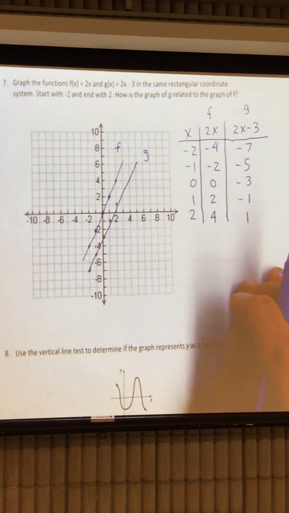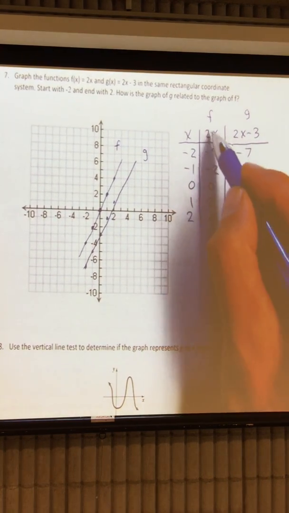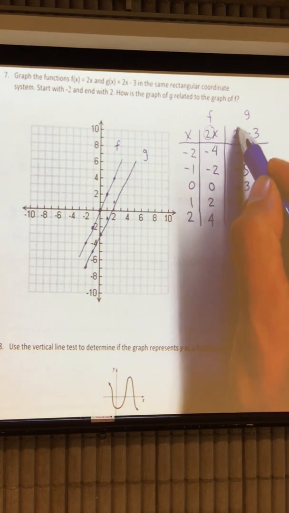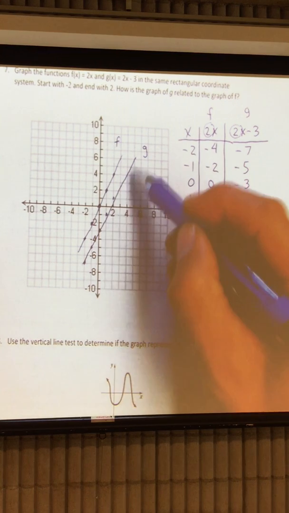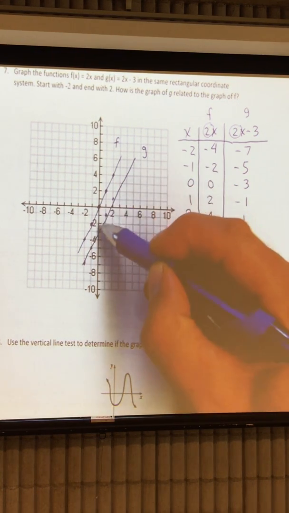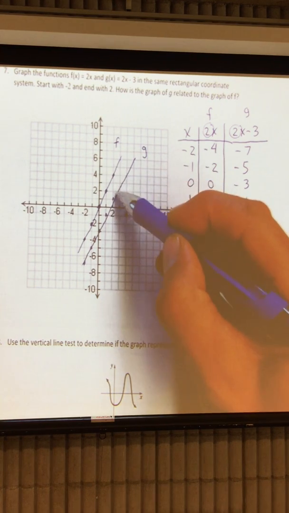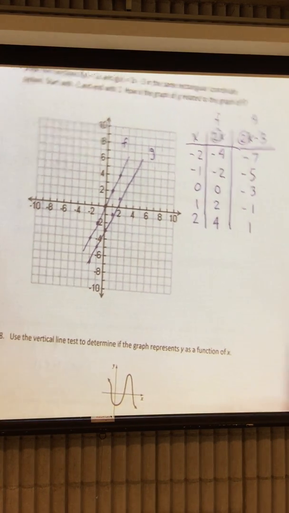These two graphs have two features in common. One is that they are parallel, and that is because the slope is the same for each of the functions. And the second is we can generate the graph of g by simply subtracting 3 from every y value on the graph of f, and that's called a vertical translation, in this case by 3 units.